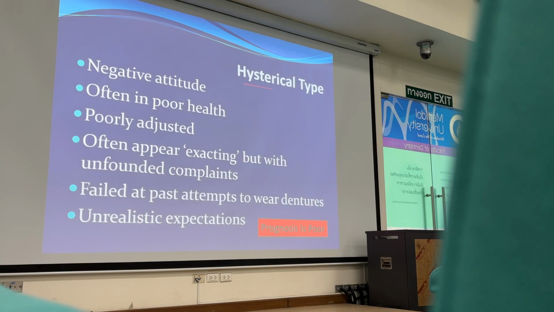Okay, the third is the hysterical type, negative attitude, often in poor health, poorly adjusted, often appears tense but with unfounded complaints. Sometimes we don't know what it is. They fail at the past treatment and tend to wear the denture with unrealistic expectations. So this type of patient is hard to handle too. The prognosis is poor. Sometimes we need to handle them as suitably as we can. So in this case, sometimes we have to teach something before.